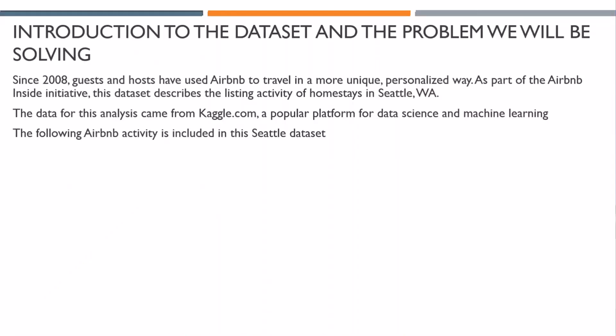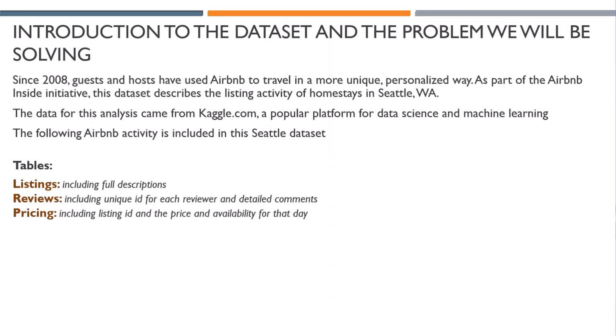We have some tables in this data set. So this data set has basically 3 tables, right? The table includes listing, which is the table that includes all the full descriptions about the listing on Airbnb. We also have reviews, which include the unique ID for each reviewer and detailed comments of everybody reviewing. And we also have pricing. This includes the listing ID and the price available for that particular day. So these are the 3 tables we'll be working with: listing, reviews, and pricing.